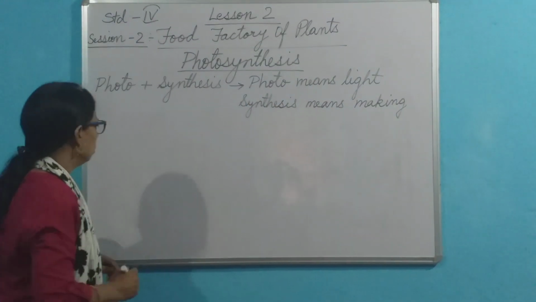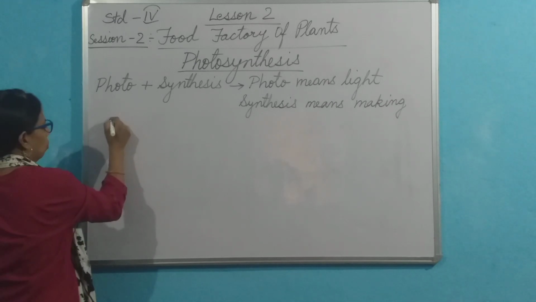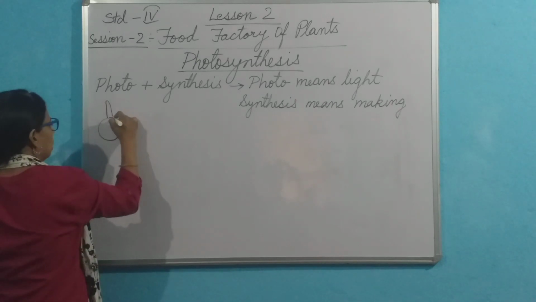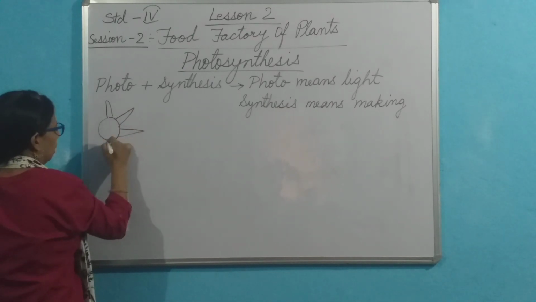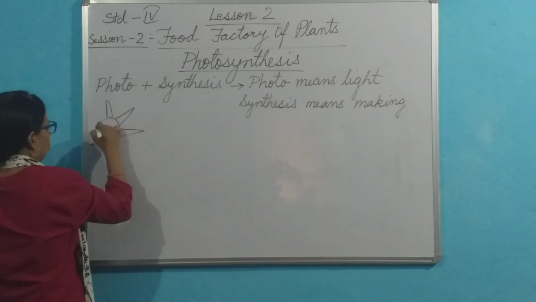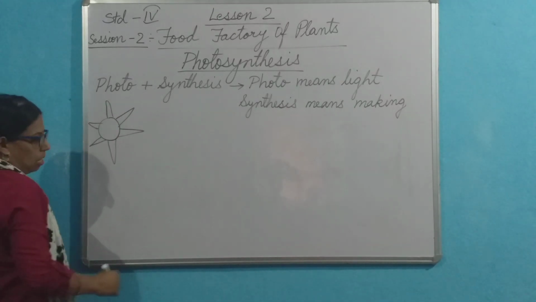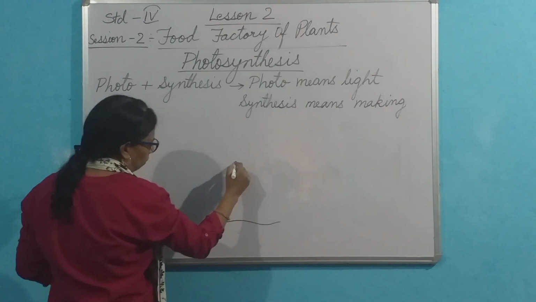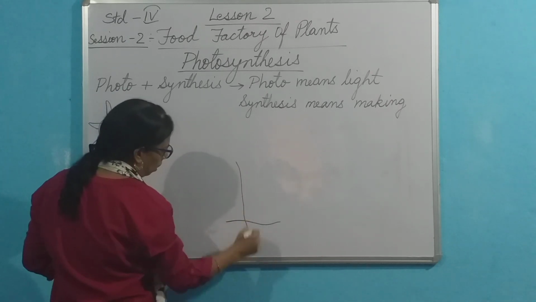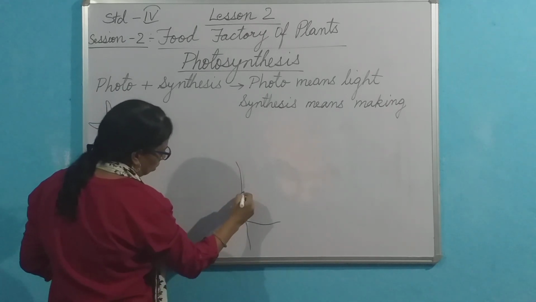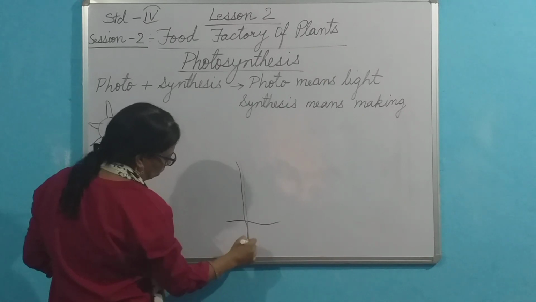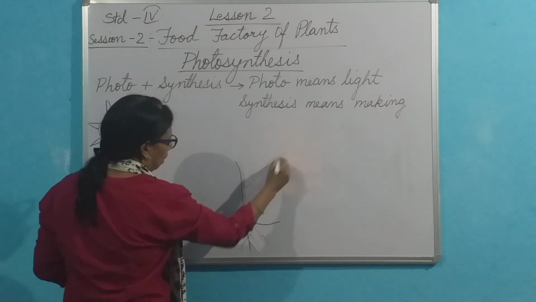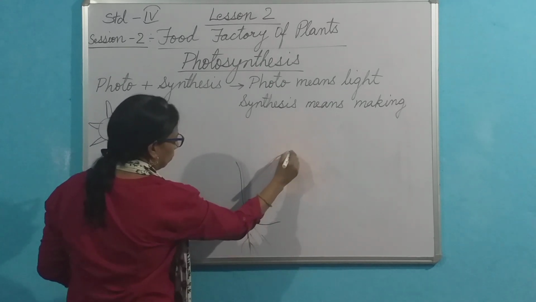In plants, how is this working? First, photosynthesis takes place during daytime, because during daytime only the sunlight is there. Let me draw the sun. So here is the sunlight. Now, the plants get their water from the root. This is the root from where plants get water. And then there are the stems.